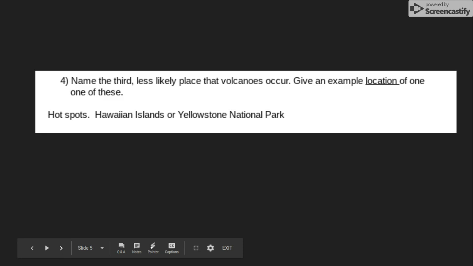Name the third, less likely place that volcanoes will occur, and give an example location of one of these. Hot spots is a place where volcanoes are less likely to occur. So the Hawaiian Islands or Yellowstone National Park.